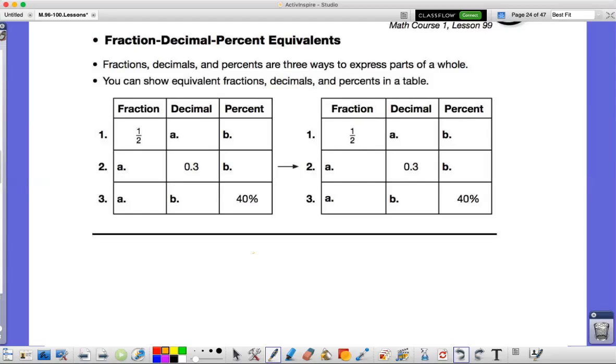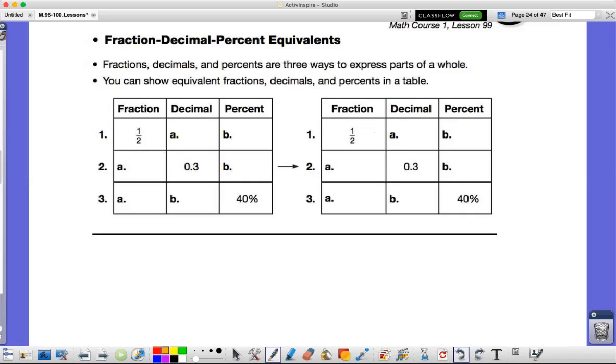We're looking at fraction, decimal, percent equivalents. Fractions, decimals, and percents are three ways to express parts of a whole. You can show equivalent fractions, decimals, and percents in a table. An important skill is being able to change from one form to another. In this lesson, we'll ask you to complete the tables that show equivalent fractions, decimals, and percents.